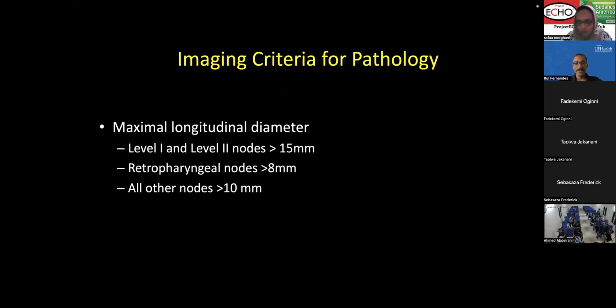In the United States, the trend is to use CT scan with contrast. Other countries may use ultrasound or MRI. I will go quickly through this section, but it's related to the size. In terms of what suggests nodal disease: level 1 and level 2, any node that is greater than 15 millimeters, retropharyngeal nodes greater than 8, and all others greater than a centimeter.